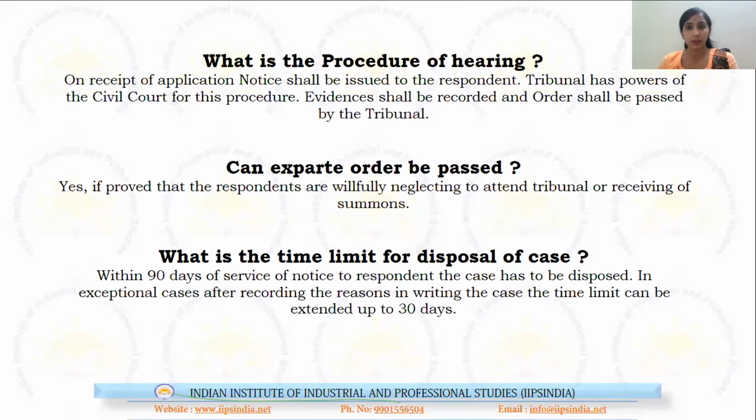Suppose the petitioner himself or the applicant himself is not able to be present before the court, or there is any incident which happens, for example, lockdown, or the tribunals are not functioning, or the person who is the chair of the tribunal is not there. Under those circumstances, they can extend the time up to 30 days by recording the reasons in writing.